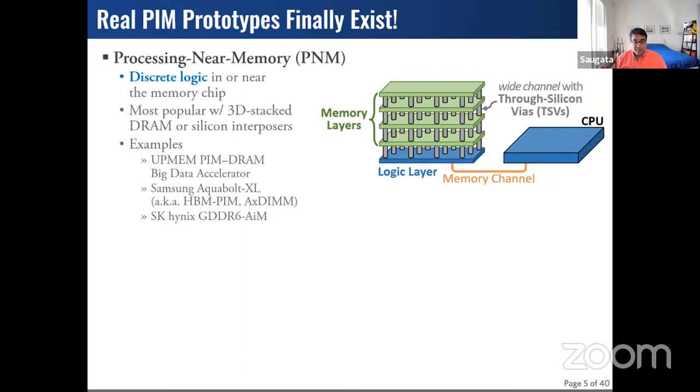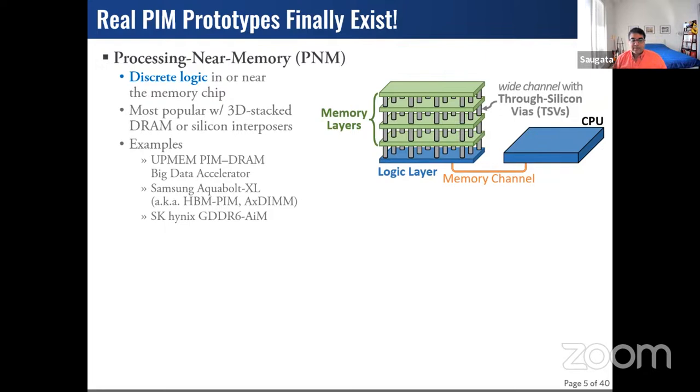And so PIM, I'd argue, breaks down into two subcategories, processing near memory or PNM. This is essentially that heterogeneous integration approach, where you add discrete logic either into the memory chip or very close to the memory chip. There are a number of ways to do this. This is most popular with 3D stacked DRAM or with silicon interposers, but it doesn't have to be limited to that in any way. And there are successful prototypes that have done this with conventional two-dimensional DRAM as well.